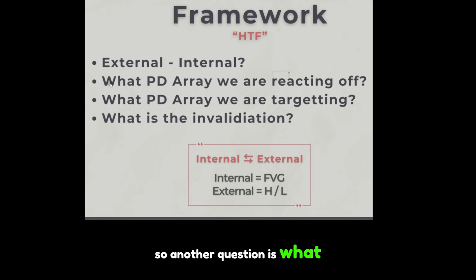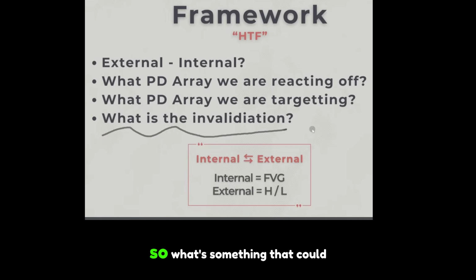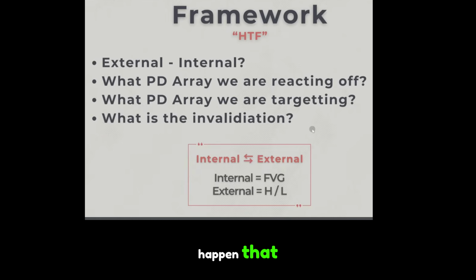And just by looking at this question, it is going to answer a lot of the questions below. So another question is, what PD array are we reacting off, what PD array are we targeting, and then what is the invalidation? So what's something that could happen that I'll forget about this trade idea? On the high time frame, if I see something like this, and we have a fair value gap here, but instead of this fair value gap holding, this fair value gap was actually closed below, that's one reason for invalidation. So if we see a closure or displacement above or below a fair value gap, or a closure with a displacement above or below an old higher low, then that's also an invalidation.